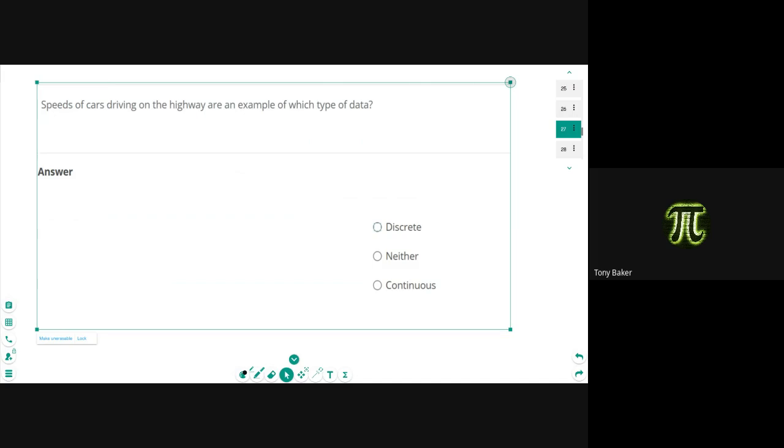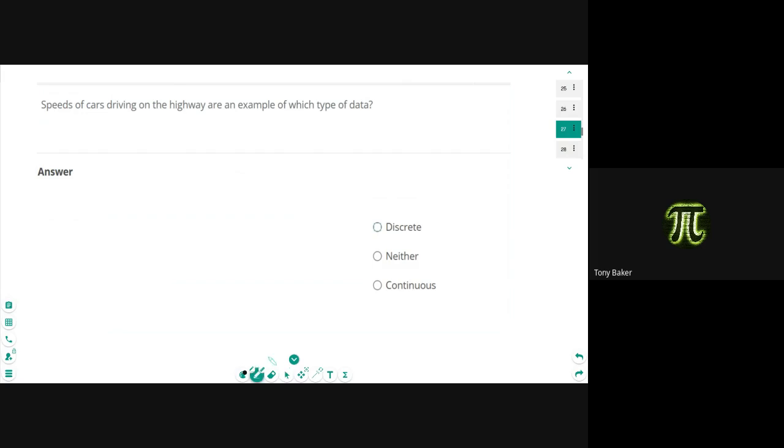All right, speed of cars on a highway. Why? Yes. The big key is that to get from 60 miles an hour to 70 miles an hour, you have to go through every single value between those two. I can't just jump from 60 to 61 to 62. It's a continuous scale between those values. So that's continuous.